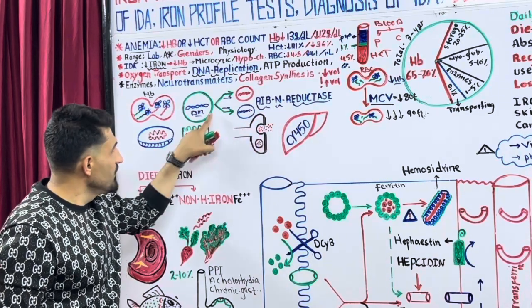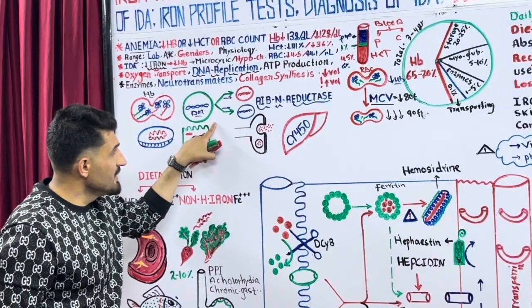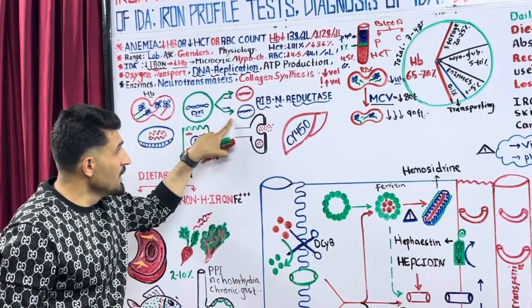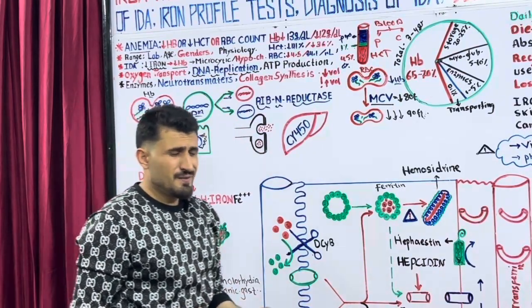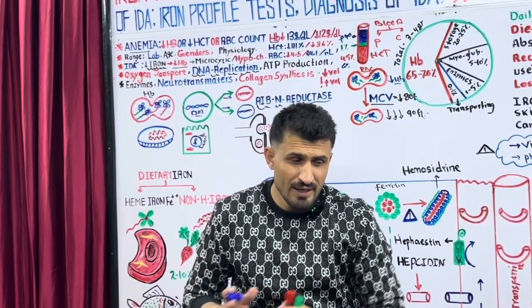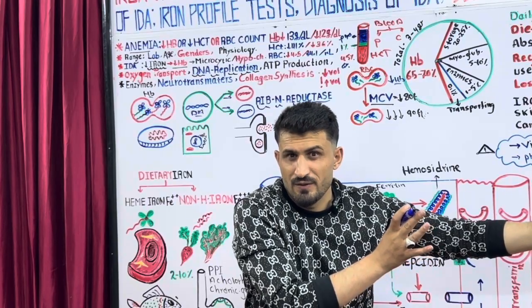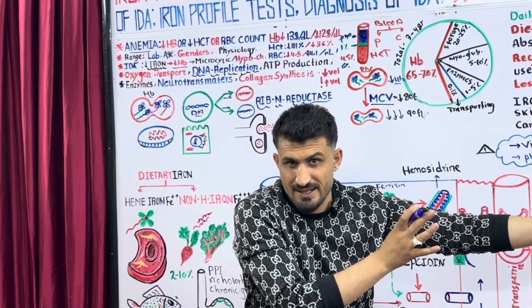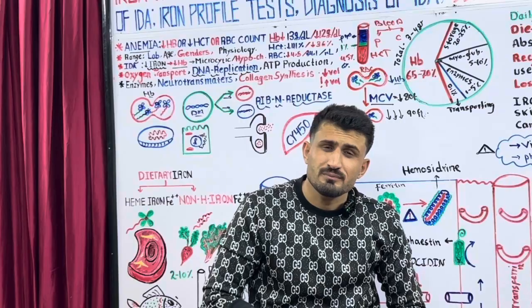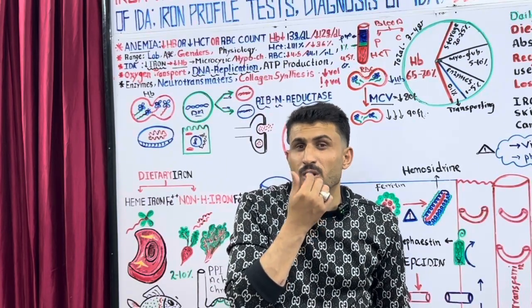We cannot make copies of cell. Okay. We cannot divide our cells. Okay. For example, later on we say that a person who has iron deficiency anemia, in very advanced stages, that patient may develop glossitis.